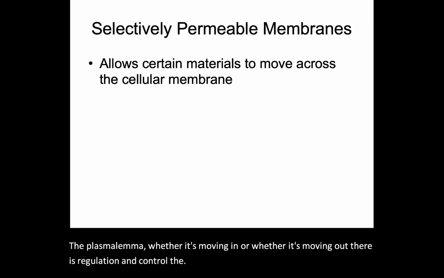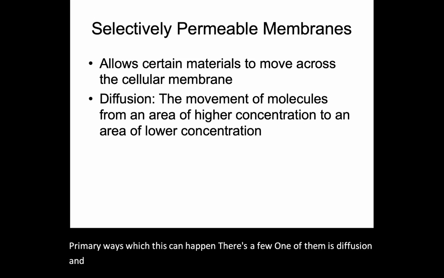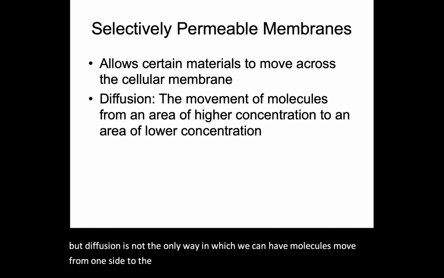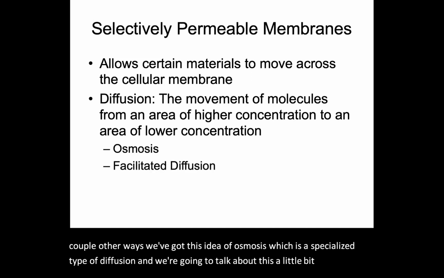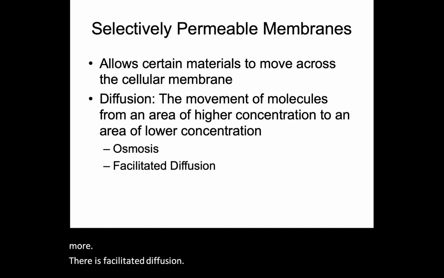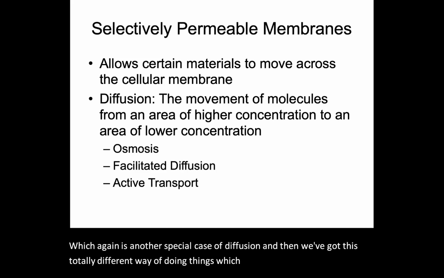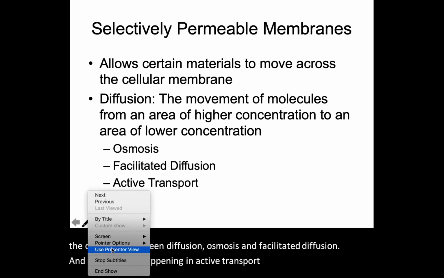The primary ways in which this can happen, there's a few. One of them is diffusion, and we're going to talk a little more about this in a few minutes. But diffusion is not the only way molecules can move from one side of a cell membrane to the other. In fact, there are a couple of other ways. We've got osmosis, which is a specialized type of diffusion. There is facilitated diffusion, which is another special case of diffusion. And then we've got a totally different way of doing things, which is called active transport. The difference between diffusion, osmosis, and facilitated diffusion, and what we see in active transport, is rather simple and straightforward.